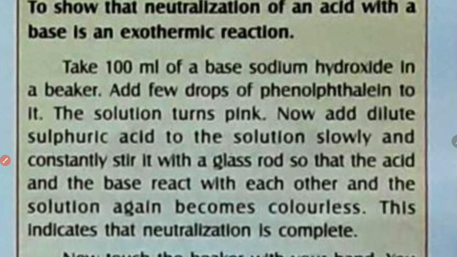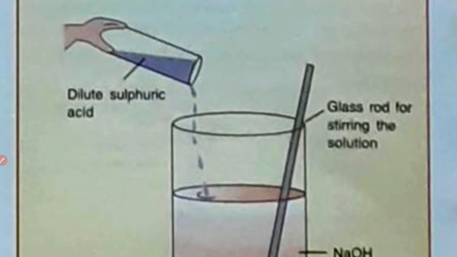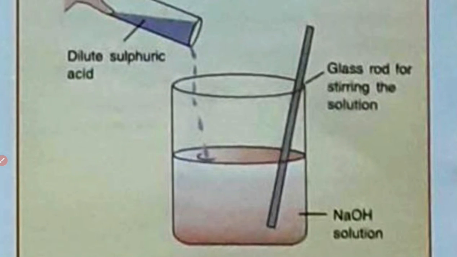So after the completion of this neutralization reaction, now touch the beaker with a hand, you will notice that it has become hot. This is because the neutralization reaction of an acid with a base is an exothermic reaction in which heat energy is released. So for your convenience a diagram is also given.